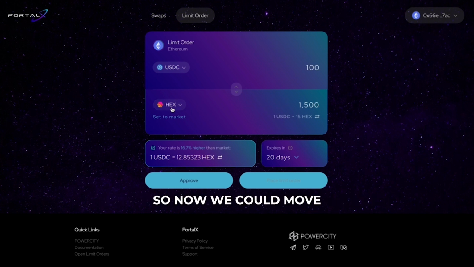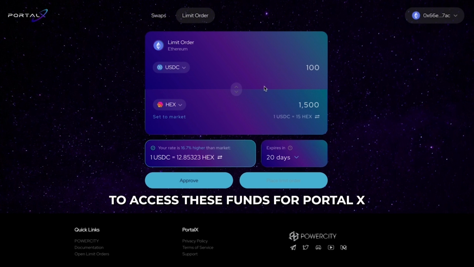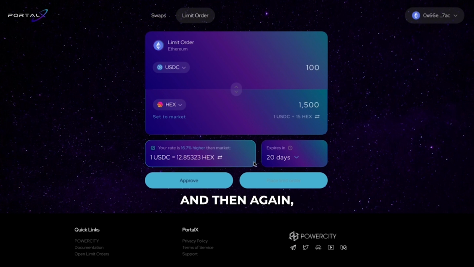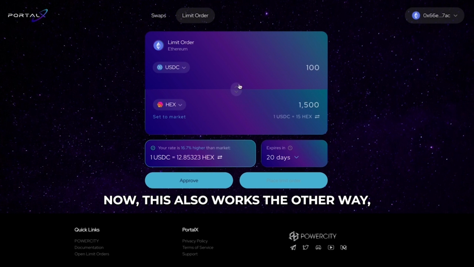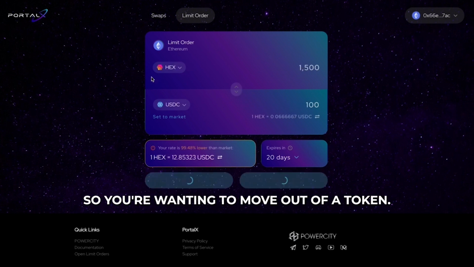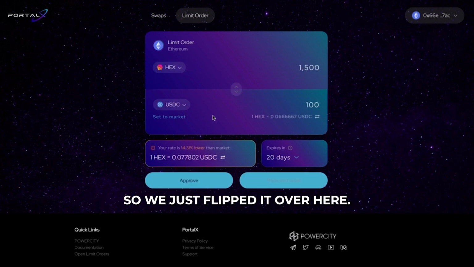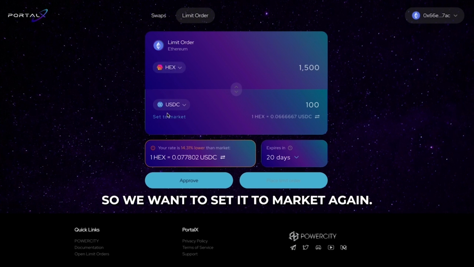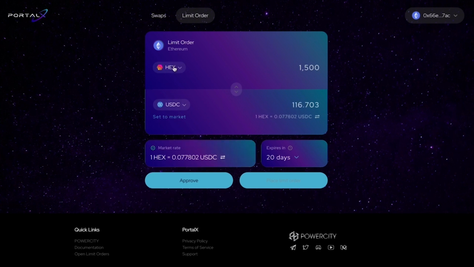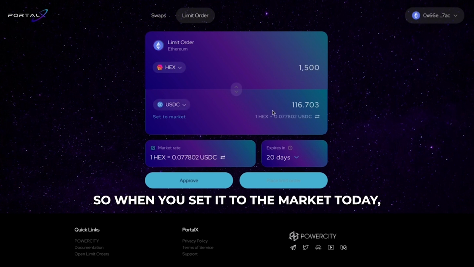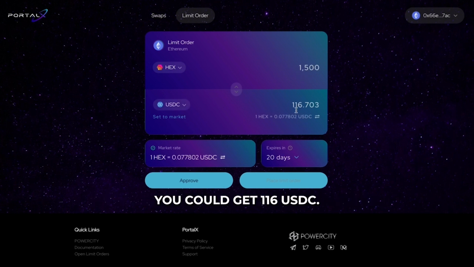Now we could move ahead and press confirm, and that would then ask you for permission to access these funds for PulseX. And then again, you would have to confirm the transaction. Now this also works the other way. Say you're wanting to move out of a token. We just flicked it over here. We want to set it to market again. Say we had 1,500 HEX. When you set it to market today, you could get 116 USDC.